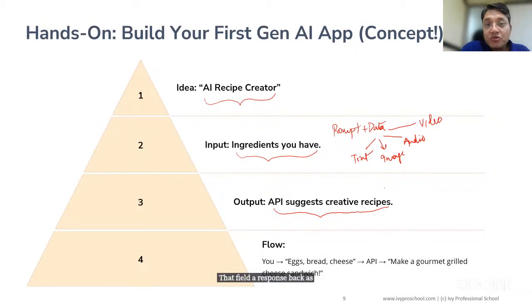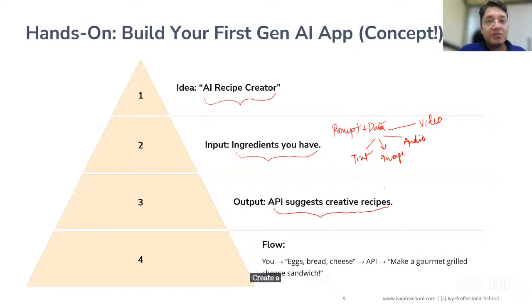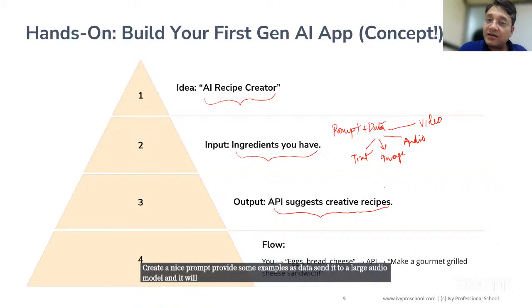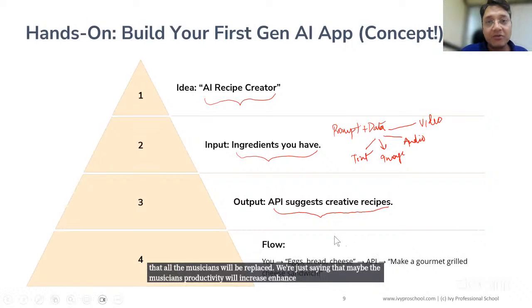For example, I'm not a musician, but let's say I want to compose music, and I have a great detailed description of the kind of music that I want to generate. So I can create a nice prompt, provide some examples as data, send it to a large audio model, and it will generate the kind of music that I want, without even having any science in the music. I'm not saying that all the musicians will be replaced. I'm just saying that maybe the musicians' productivity will enhance significantly with the help of AI.